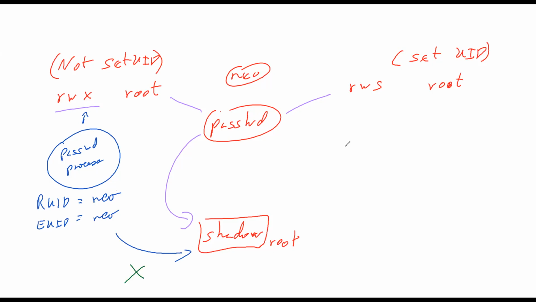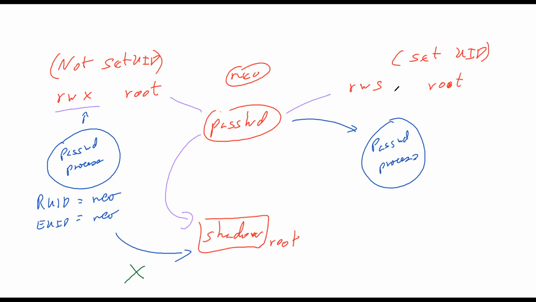Now let's look at the other scenario. Neo comes in over here, spawns a process from passwd, right? So process, oh, sorry. Passwd process.